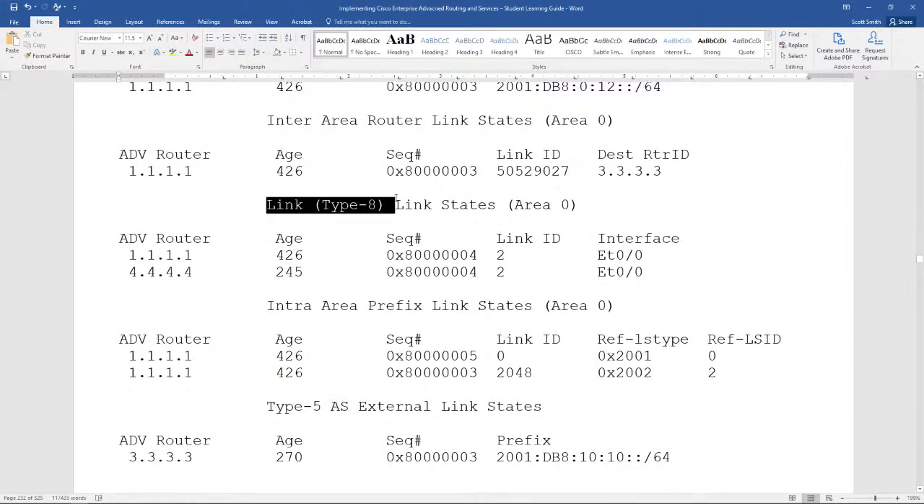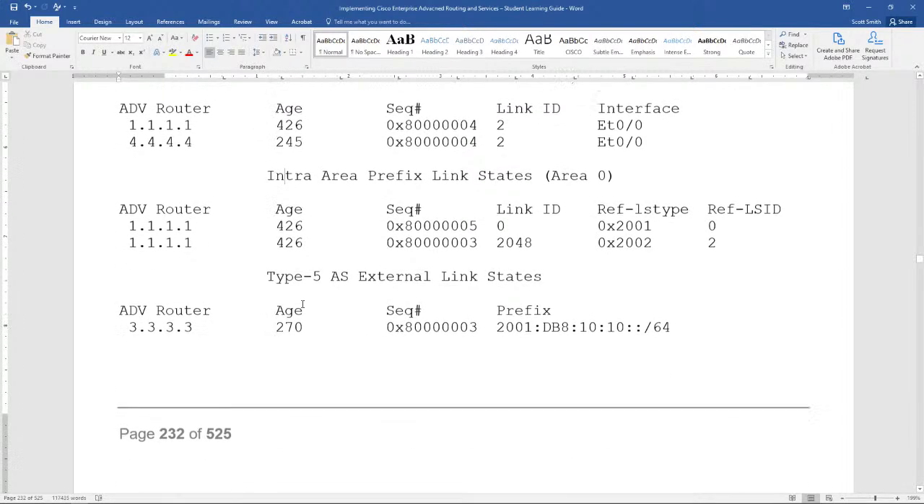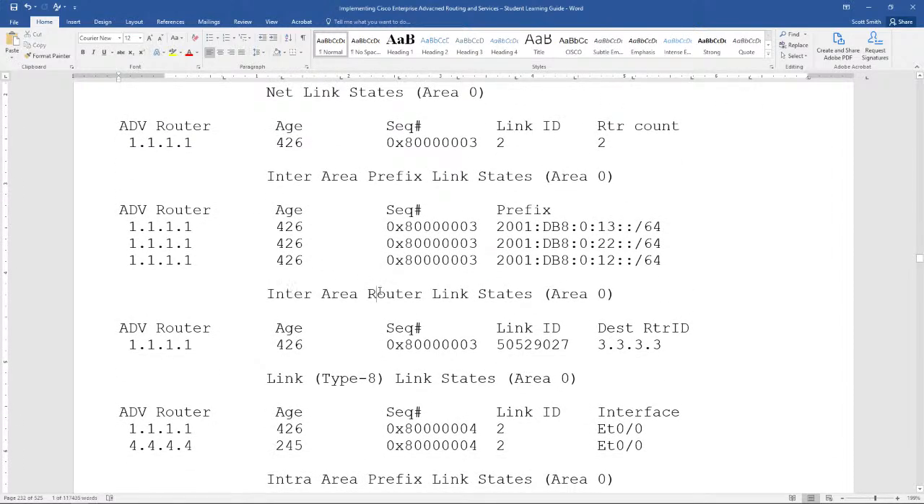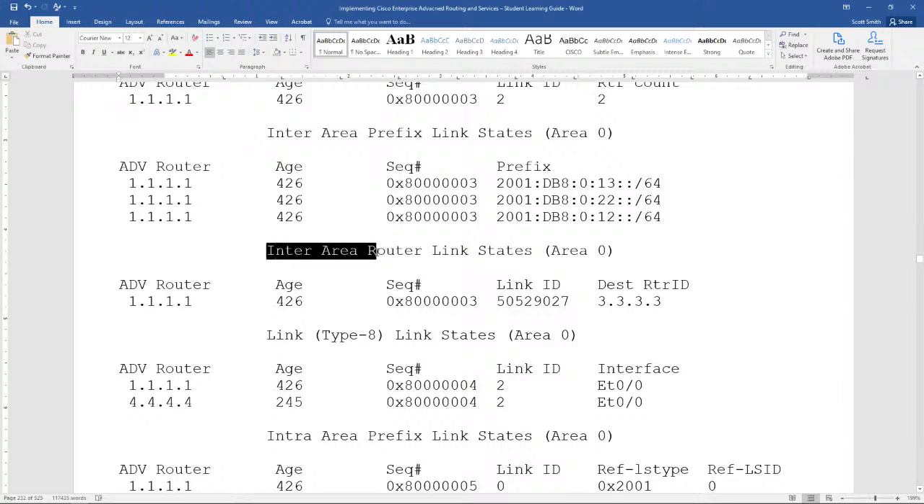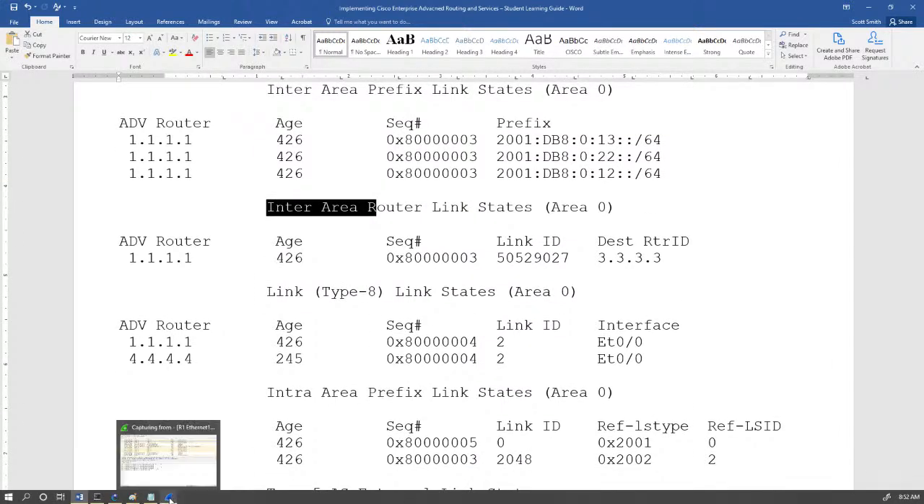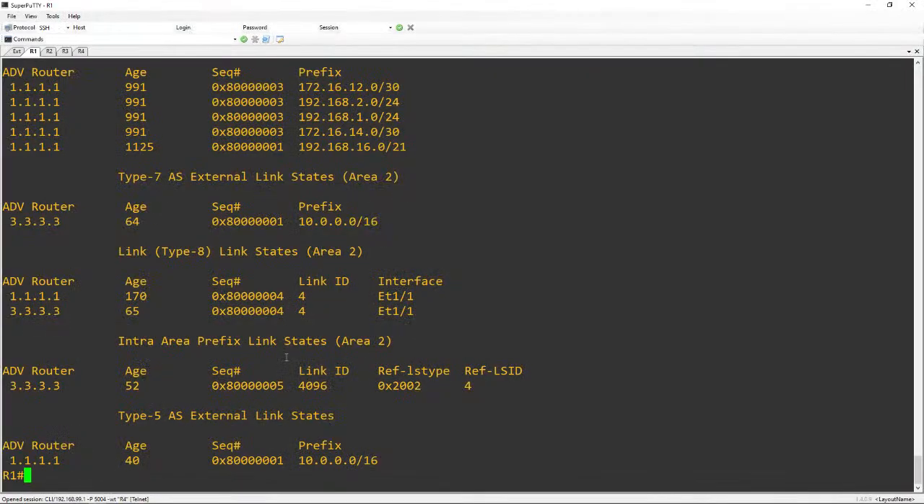Link LSAs and inter-area prefix LSAs. Where is that? Right here. Inter-area prefix LSAs. That is the inter-area router link states. But let's take a look at the type 8s. We kind of already did previously.